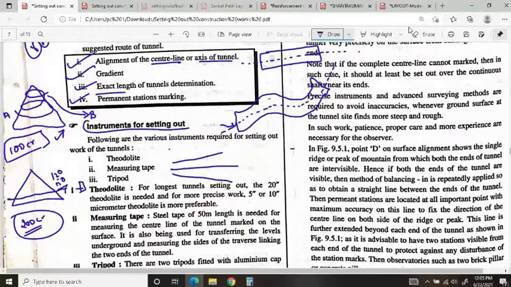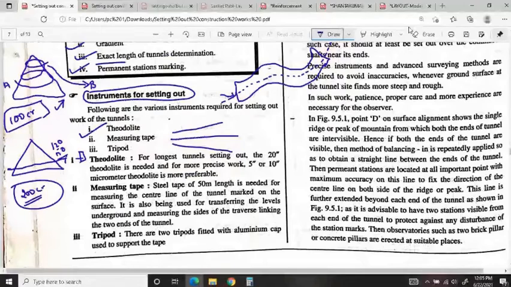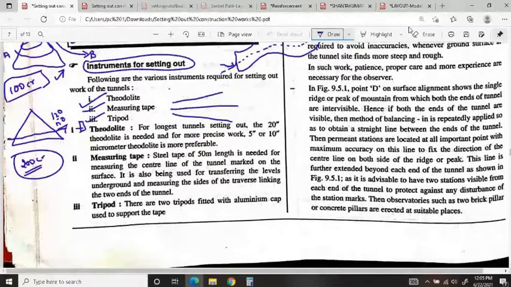Next, what are the instruments used for the setting out? So here we will use theodolite, measuring tapes, tripods. Theodolite: for the longest tunnel setting out, the 20 second theodolite is needed, and for more precise work we will use a 5 second, 10 second, or sometimes a 1 second theodolite.